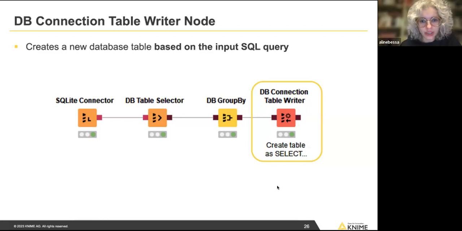So yeah, this one, DB connection table writer, creates a new database table based on the input SQL query, right? So say that you select a table and you perform a grouping operation, and now you want to create a table inside your database that corresponds to that grouping operation. You can do that with the DB connection table writer. It gets the SQL and it creates a table with that schema.